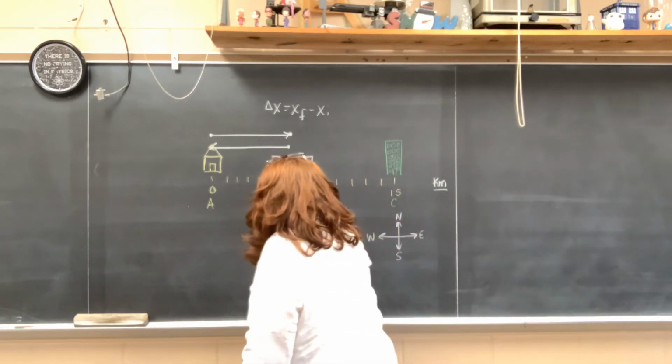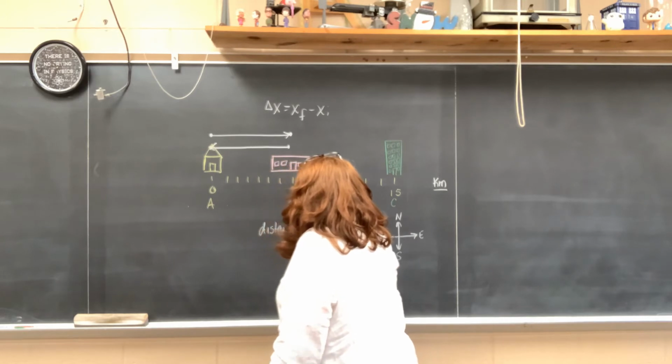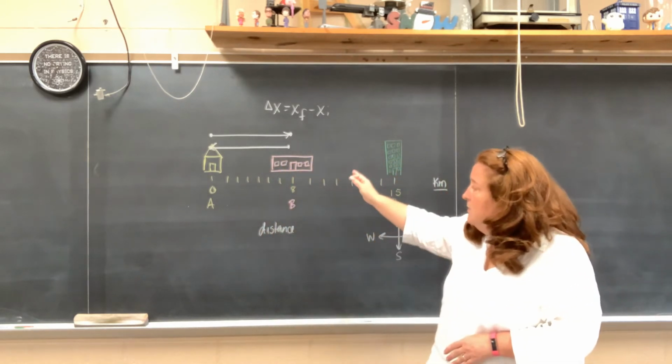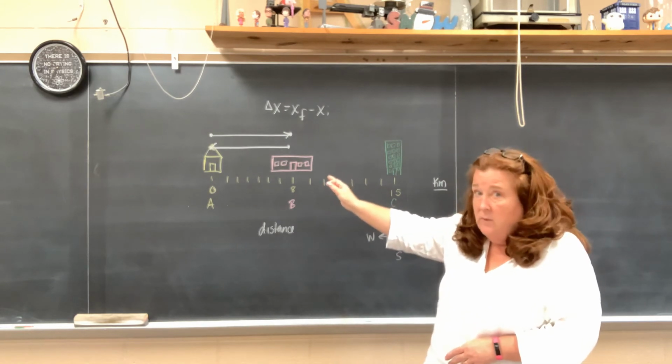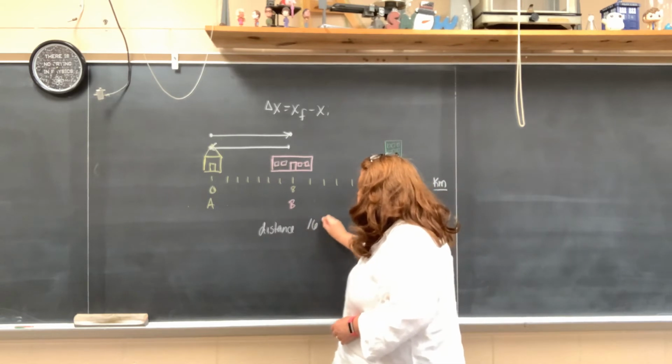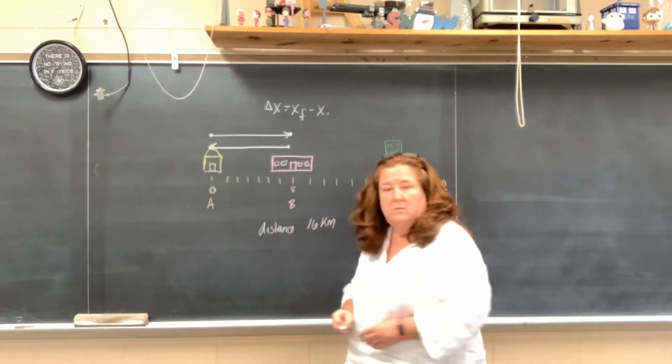Distance is going to be the total path covered. So if we go from our house to the mall, that's 8 kilometers. Then we turn around and we go back again, that's another 8 kilometers. So we have traveled 16 kilometers.